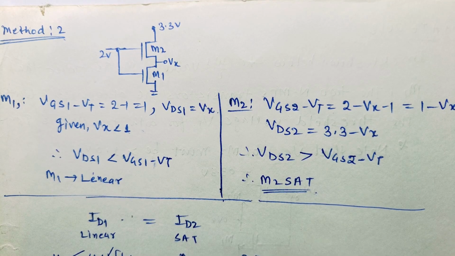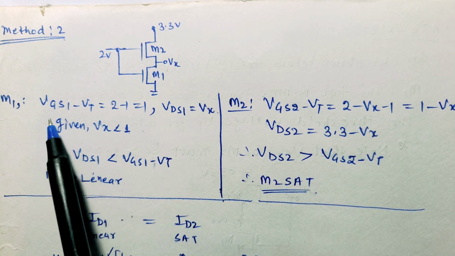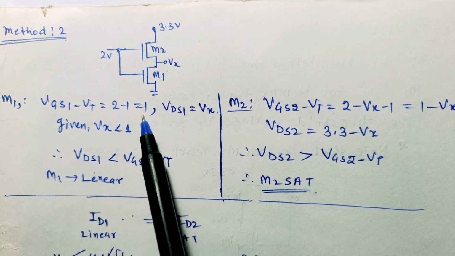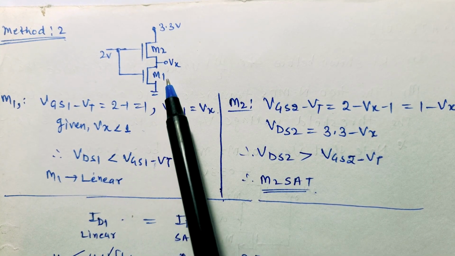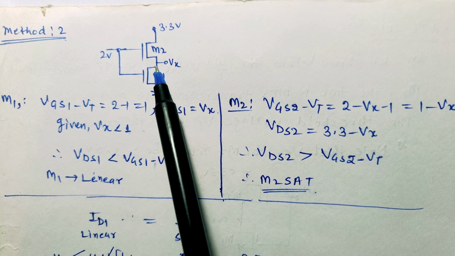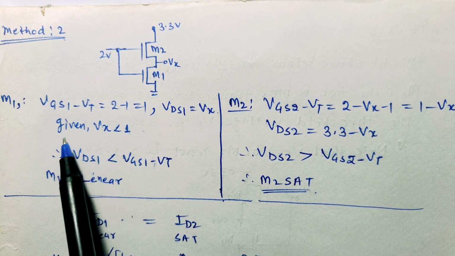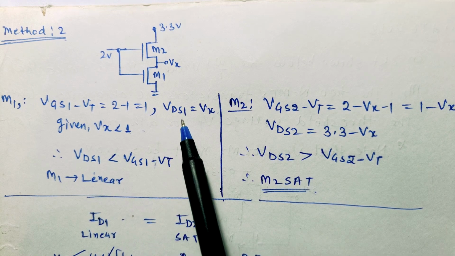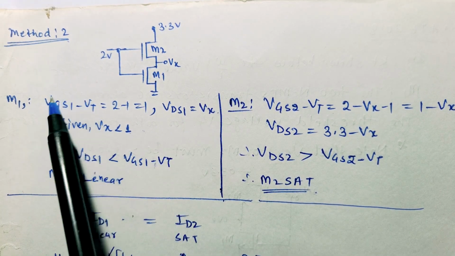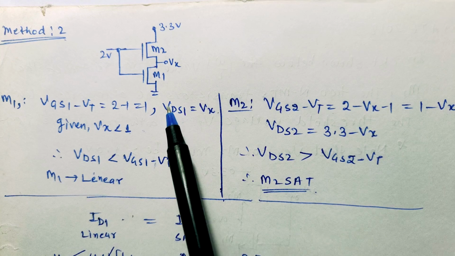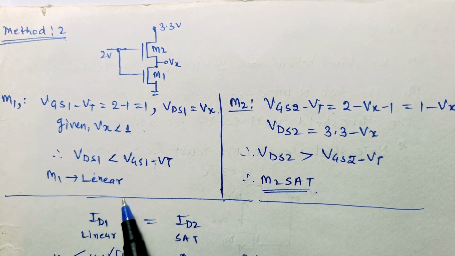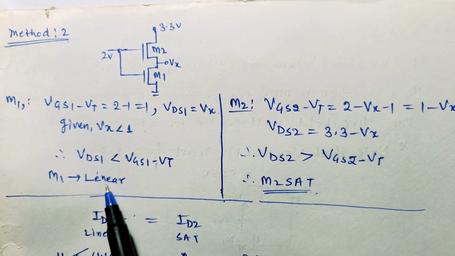We can use a second method to find the region of operation of these two transistors. The overdrive voltage of transistor M1 is VGS1 minus VT, which is 2 minus 1, equal to 1 volt. VDS1 is equal to Vx. We have calculated that Vx is less than 1, so VDS1 is less than 1 volt, but the overdrive voltage is 1 volt. So VDS1 is less than VGS1 minus VT, the overdrive voltage. So we can say that M1 is in the linear region.